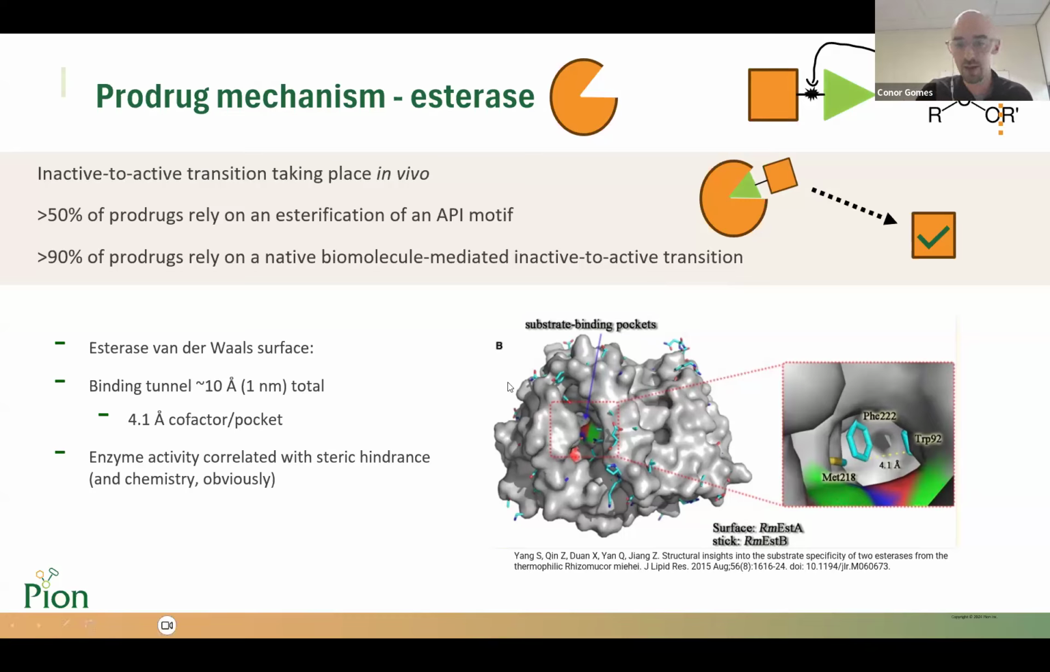So I visualized here, this esterase will then act on these prodrugs to cleave at an ester to then release your active drug. This esterase, this will become important in a moment, has a 10 angstrom tunnel in which these molecules have to funnel through in order to be cleaved by the esterase with a small 4 angstrom cofactor or pocket, which is shown here.